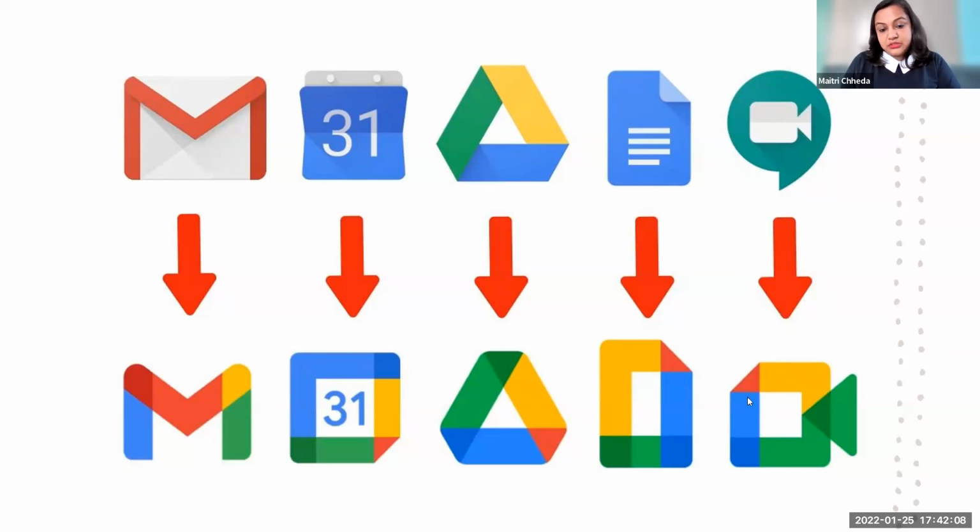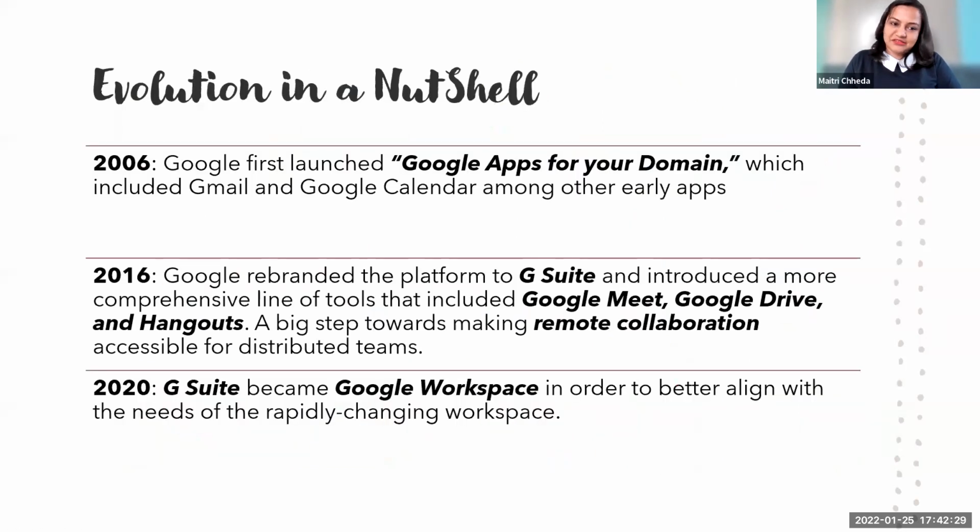It looks very similar, right? It looks integrated. It looks like part of one single product. That's the deliberate attempt on Google's part to show that this is an umbrella of integrated solutions. So that's what Google has done. Now let us just discuss the evolution of Google in a nutshell.